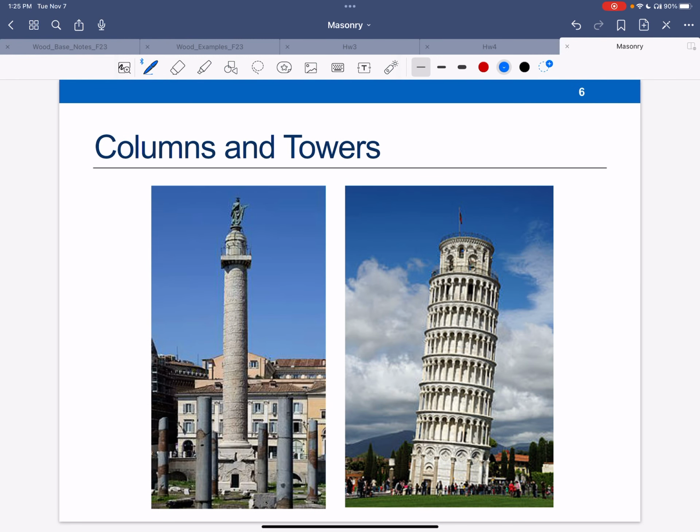We also saw columns and towers. Of course, the Leaning Tower of Pisa there, but that's a foundation issue, really. You can see the stonework is in pretty good shape. Why columns and towers? That, again, is compression controlled.